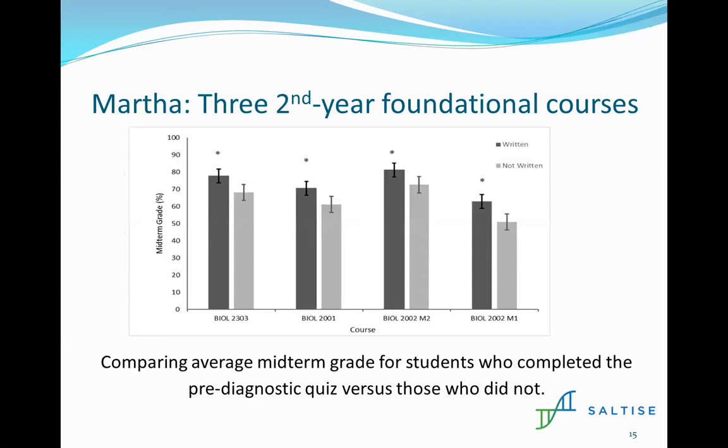So here's a little bit of data. We've got 3 classes at the bottom. They're all second-year courses: one in microbiology, one in animal form and function, and one in plant form and function, where we have the 2 midterms, midterm 1 and midterm 2. What you can see across there is the average mark for students in the dark bars. Those are students who did write the diagnostic quiz. The lighter bars show the average midterm mark for students who did not write the diagnostic quiz.